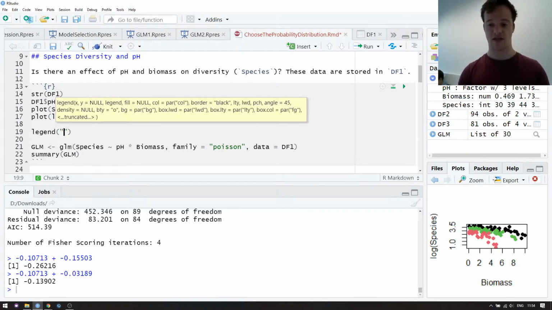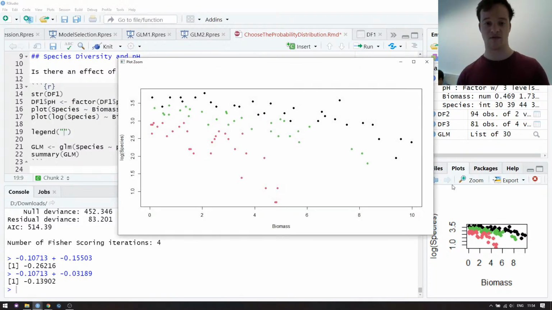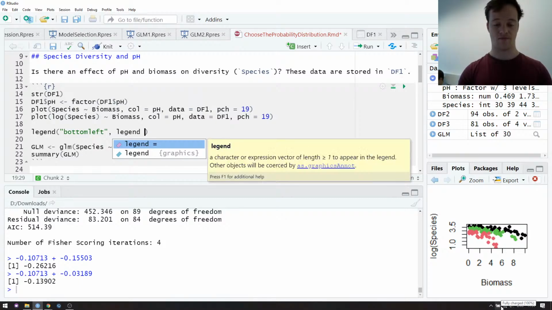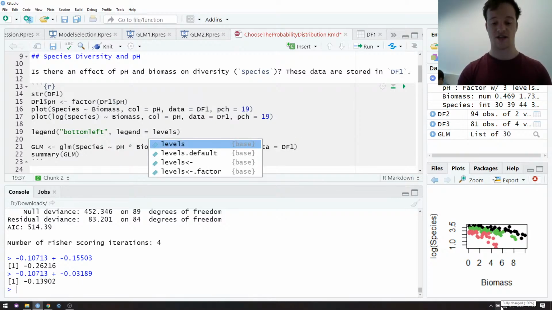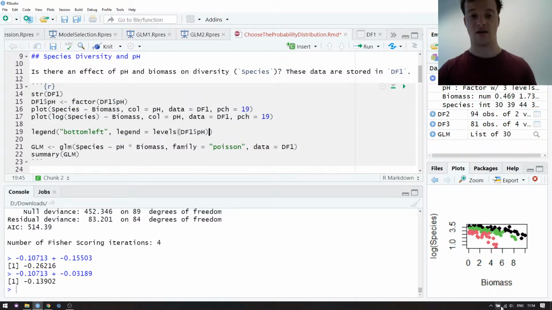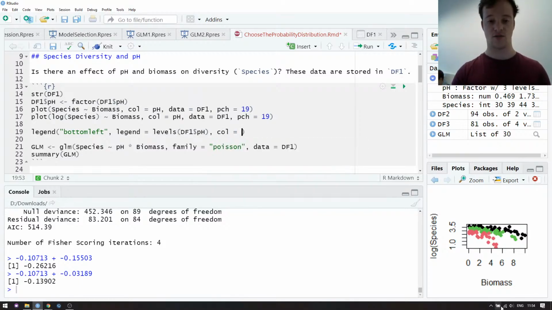I'll make a legend, and okay, where do we have space in this plot? Maybe in the lower left corner. Sorry, bottom left it's called. And the legend should be the levels of this factor, so df1 pH. And then I say colors should be 1 to 3, and the point character I want to be the same as in my plot, and I use number 19, which is a solid circle.